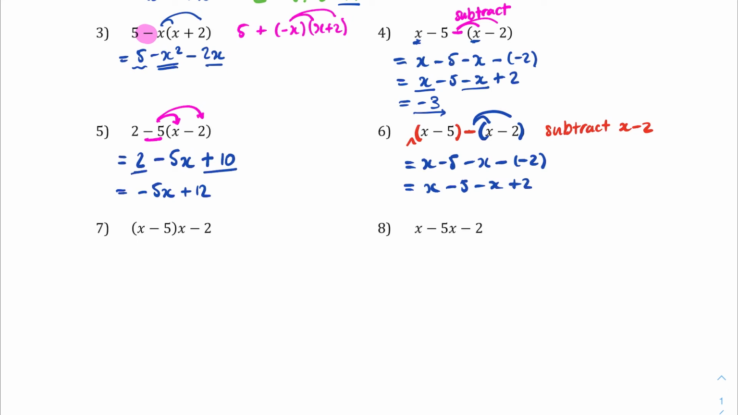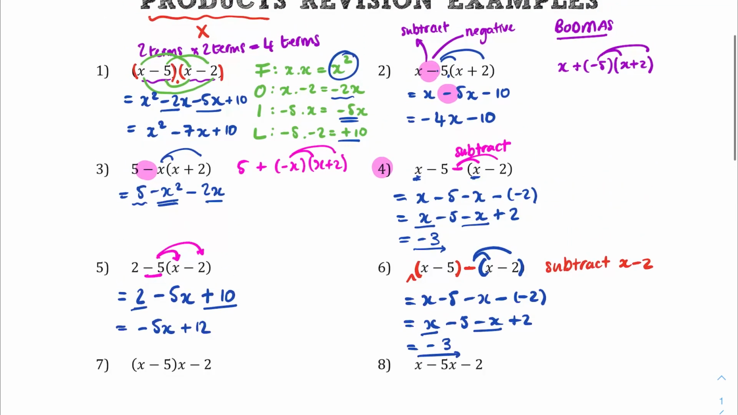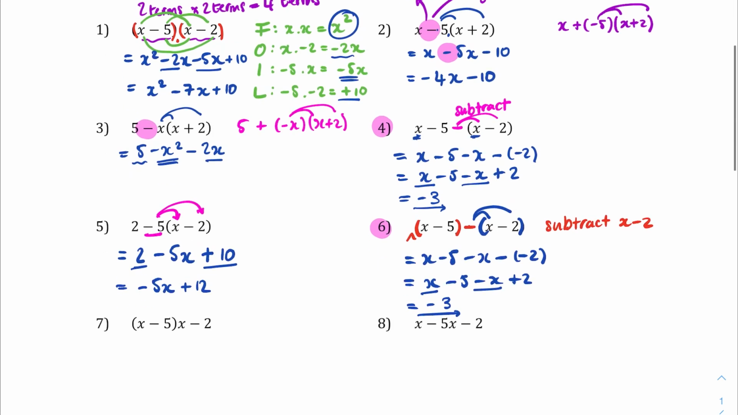Now we look again. Do I have like terms? Yes, I do. There are my x's, and if I have one x and I take that x away, I'm left with no more x's. Negative 5, adding 2, I'm left with negative 3 as an answer again. Notice that your answers to question 4 and question 6 are actually exactly the same, because in fact the questions are the same. If we remove these red brackets around number 6, we realize it's exactly the same question as question 4. Well done if you spotted that.